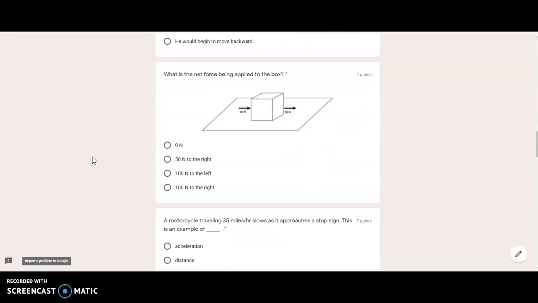Next question. What is the net force applied to the box? If you look at the diagram here, you've got 50 newtons of force being applied to the right, and an additional 50 newtons of force being applied to the right. Does the net force equal 0 newtons, 50 newtons to the right, 100 newtons to the left, or 100 newtons to the right?